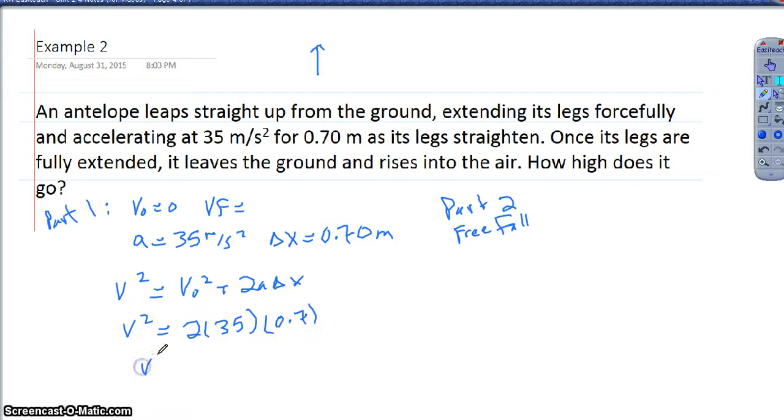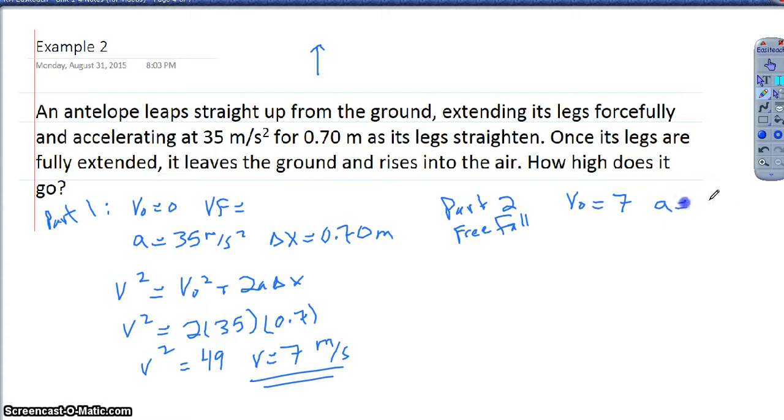So obviously just setting this up and then calculating. This actually works out very nicely to be 49, and then the square root of that, obviously. So my final velocity is 7 meters per second. So again, the reason this is important is this now tells me my initial velocity that the antelope left the ground with. So he left with 7 meters per second.